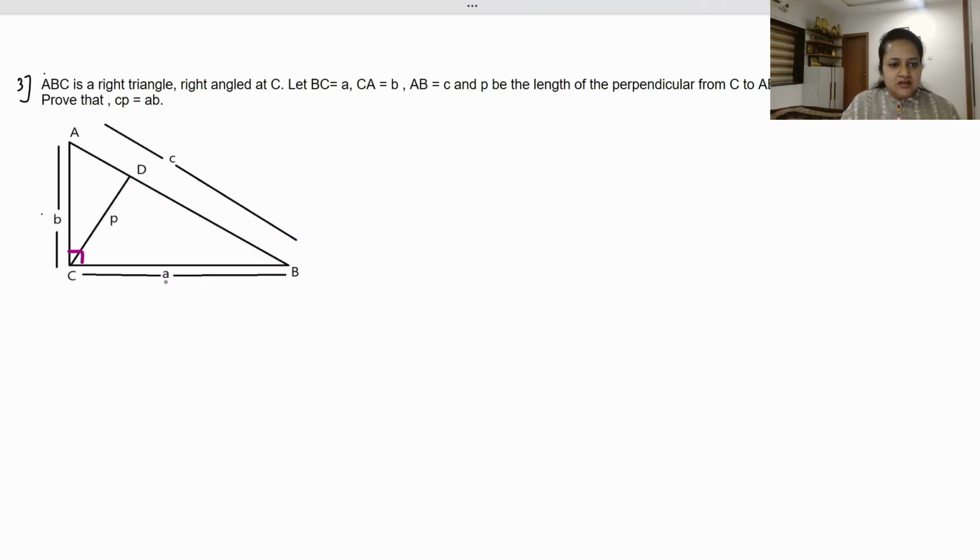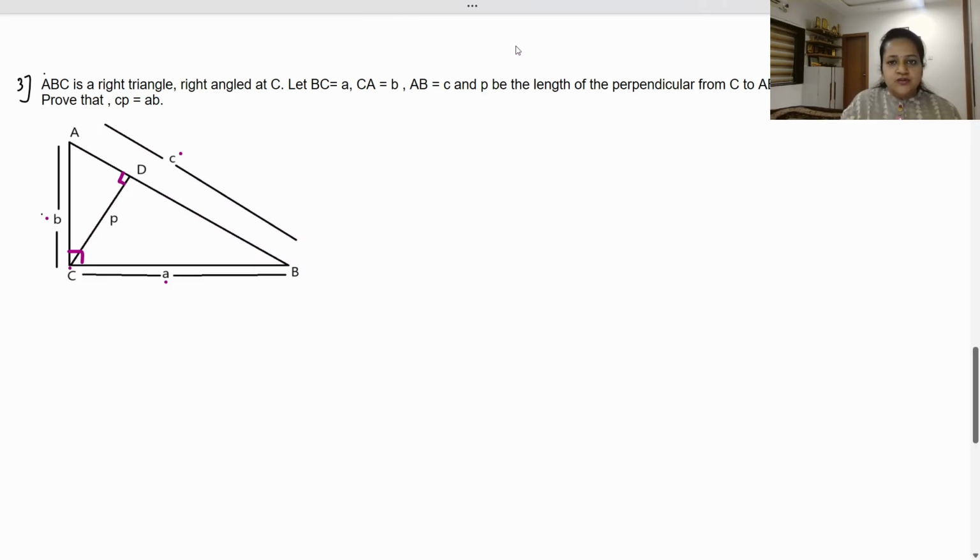We are told BC is a, AB is c, CA is b, and p is the length of the perpendicular from C to AB. That means it is a perpendicular over here. We need to mark this as 90 degrees. This is the information given to us.